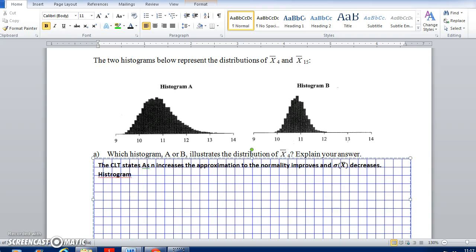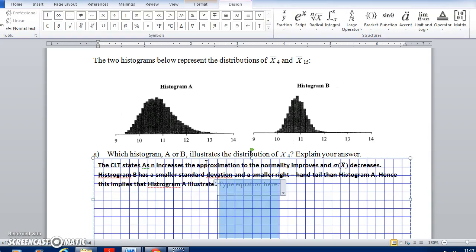So then we say histogram B has a smaller standard deviation and a smaller right hand tail than histogram A. Hence, this implies that histogram A illustrates the distribution for X bar 4. So again, we've followed the same method.